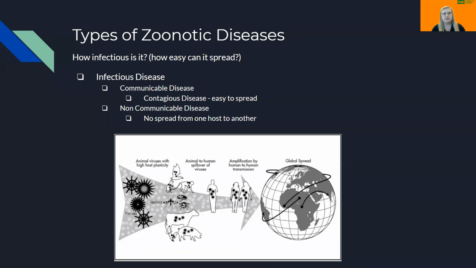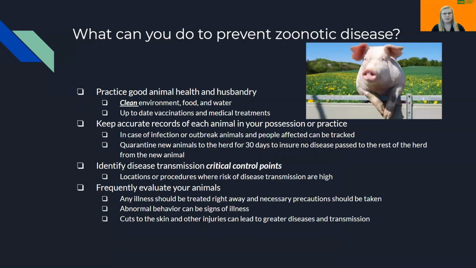A non-communicable disease does not spread from one host to another. For instance, diabetes is not going to spread. If I had diabetes, I'm not going to spread it to you. So that is a non-communicable disease.